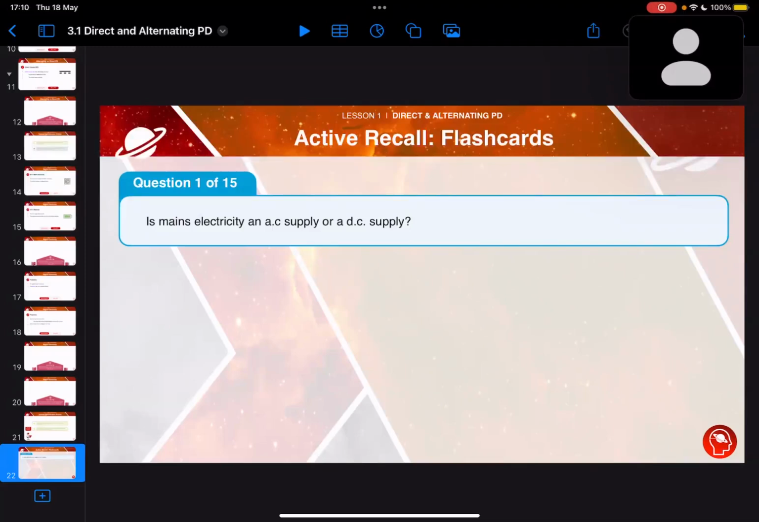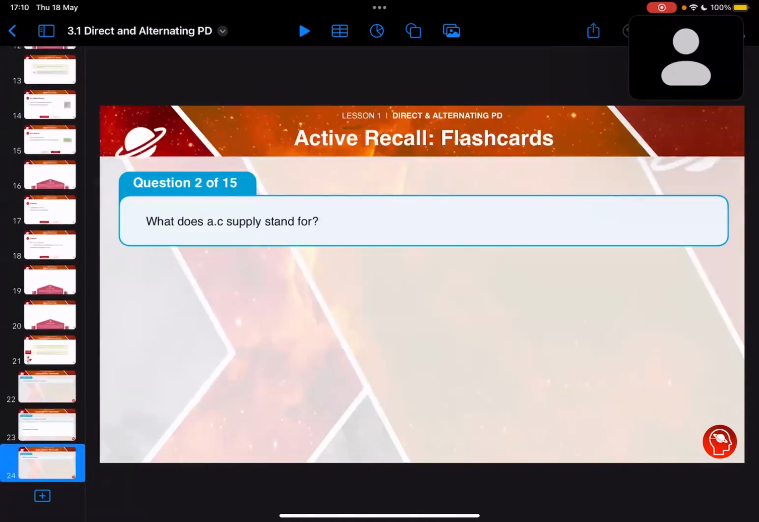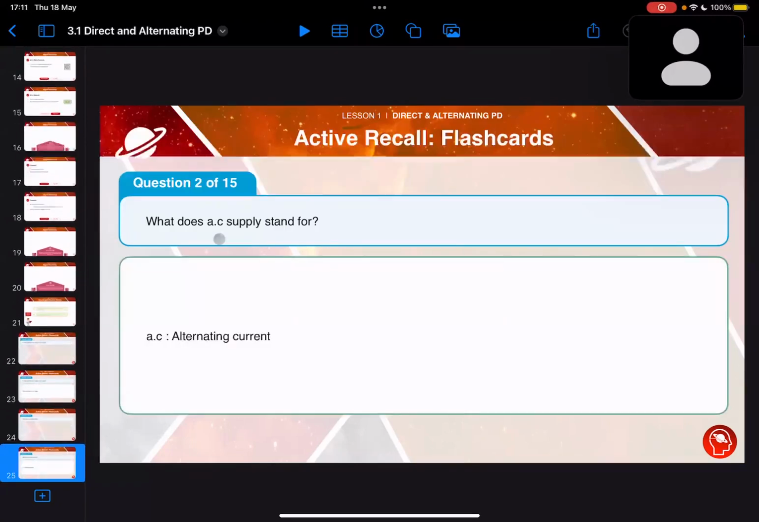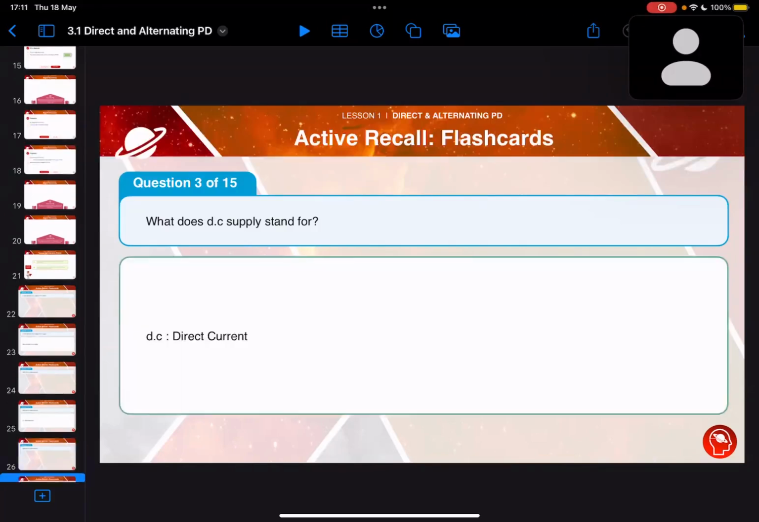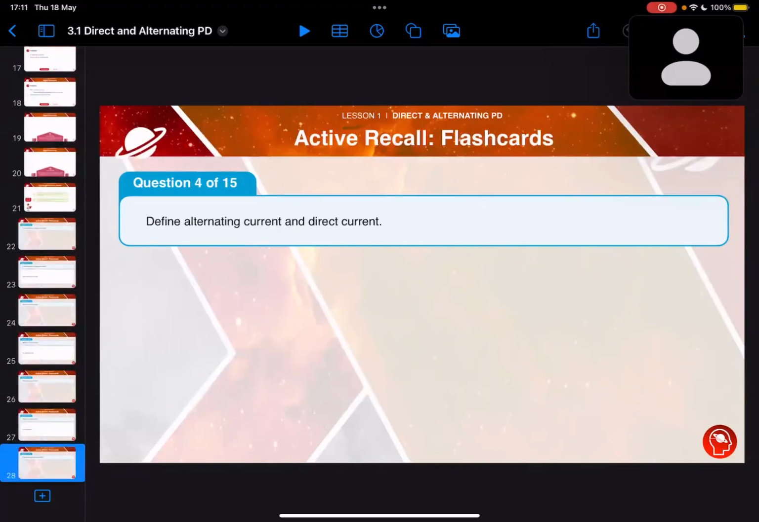Okay. So just shout the answers out, whichever one of you. What do we think? Is mains an AC or alternating current supply or a direct current supply? Alternating. Yeah, exactly. And we all obviously have already covered this, so AC is just alternating. And DC? I know you guys already know this. Direct. Perfect. Yeah, exactly.